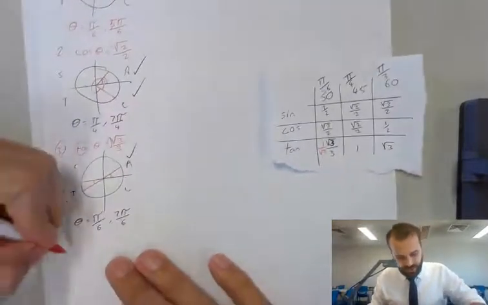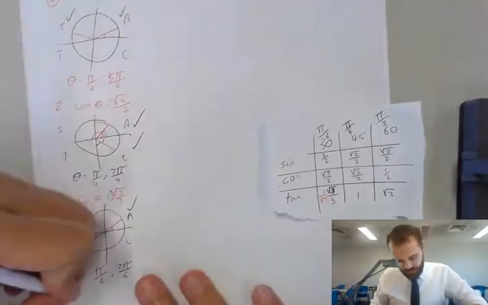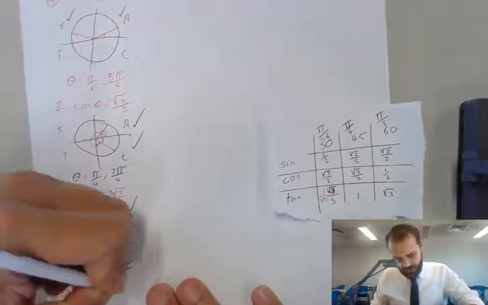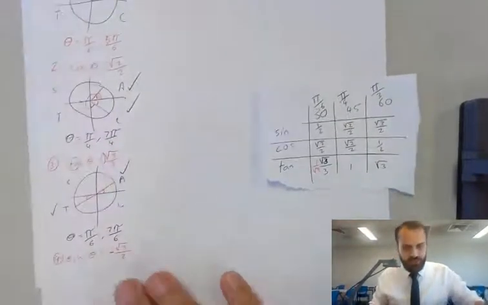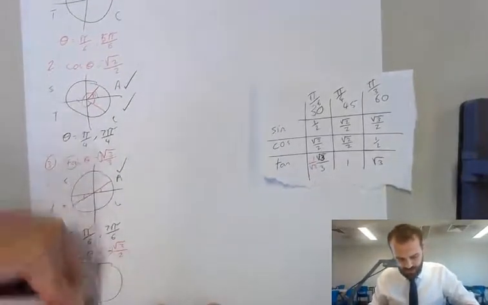Alright, let's try another one. Question 4. Alright, this is finally a little bit different. Sine theta equals negative root 3 on 2. The difference here is in this negative. So let's go through it.